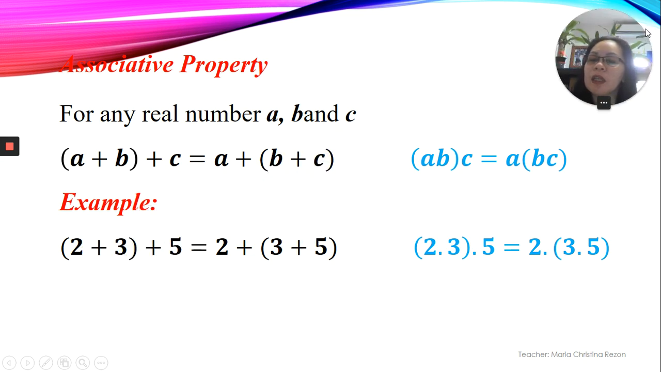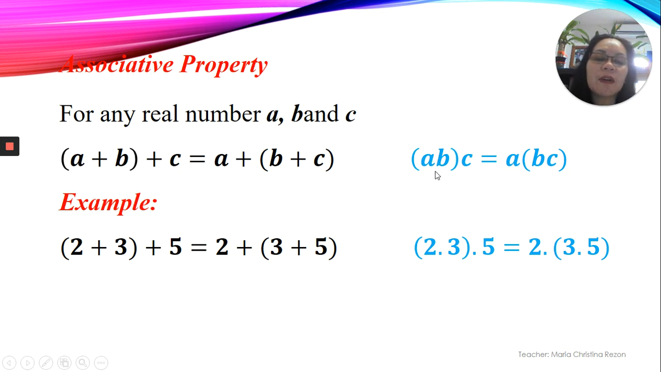Associative property. For any real numbers a, b, and c, a plus b, grouped together, plus c is just equal to when you group b and c and then add that to a. So you have the quantity a plus b, plus c, is equal to a plus the quantity b plus c. Same through when you multiply.